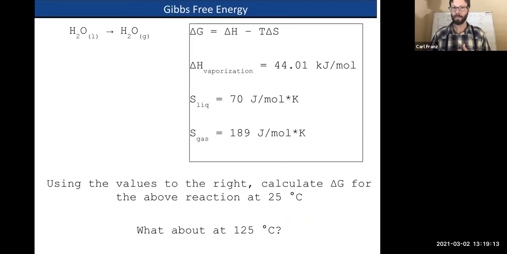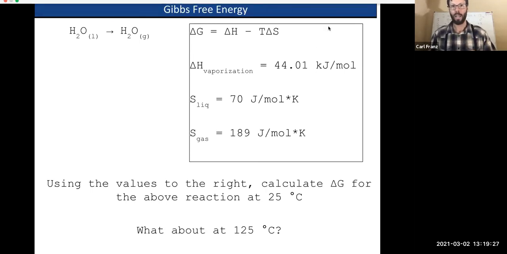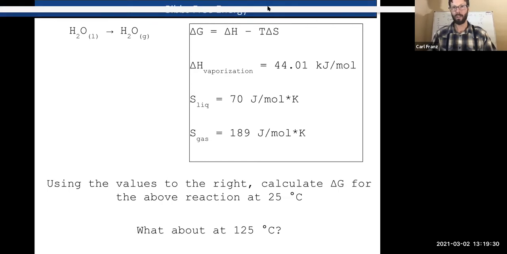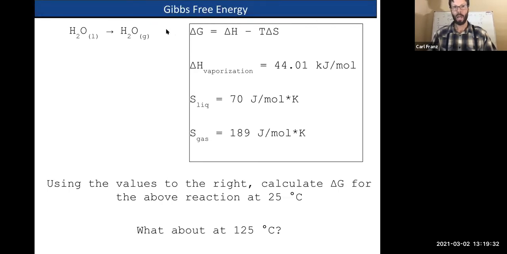Okay. I did want to point out, a couple of you mentioned this to me in my last recording. I forgot to do a subtraction on that last part. So when we were calculating delta G, we calculated it for basically water vaporizing at room temperature right here. And then we said, well, what about the vaporization of water at 125 degrees?